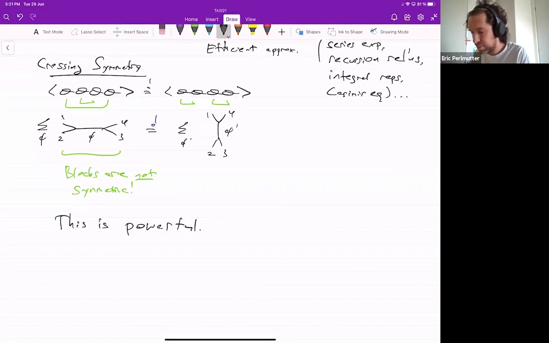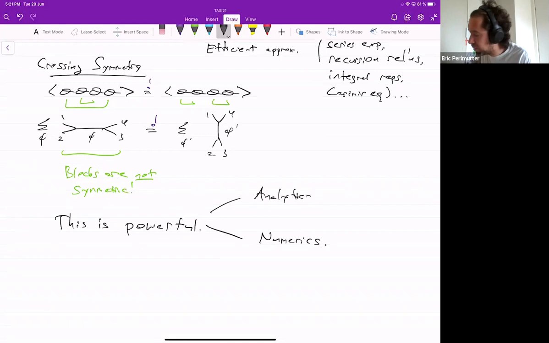Okay. So it's powerful. By now you've surely heard about this. There are lots of numerical studies, some of which were hinted at yesterday, and there is a lot of analytic progress being made too. More and more every day, I would say. I'm sure there's more to come.